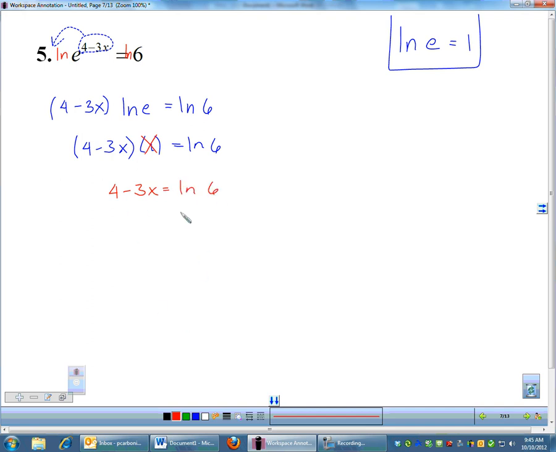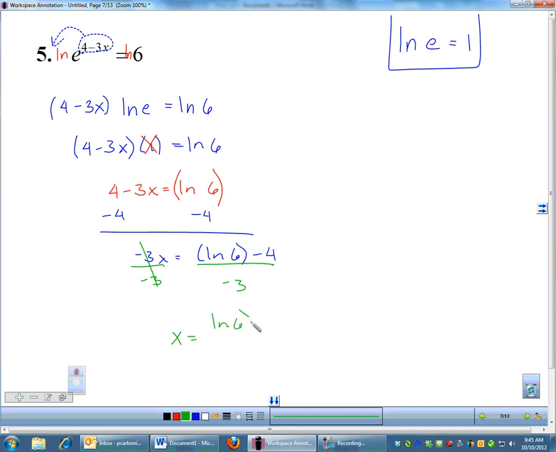And I'm going to solve for x. And just remember, the natural log of 6, you treat that like a number. I'm going to start by subtracting 4. Negative 3x equals the ln of 6 minus 4. And then I will divide both sides by negative 3. And this is kind of an ugly answer, but x equals (the ln of 6 minus 4) divided by negative 3. There's your answer. Ugly, ugly, but that's what you get.